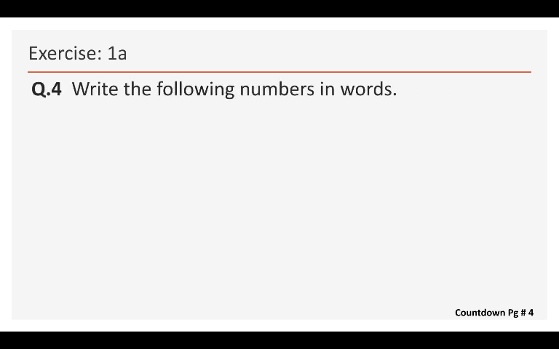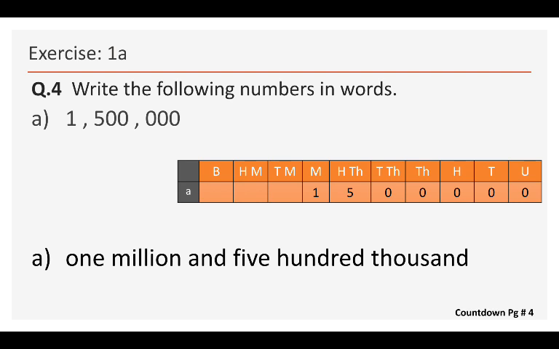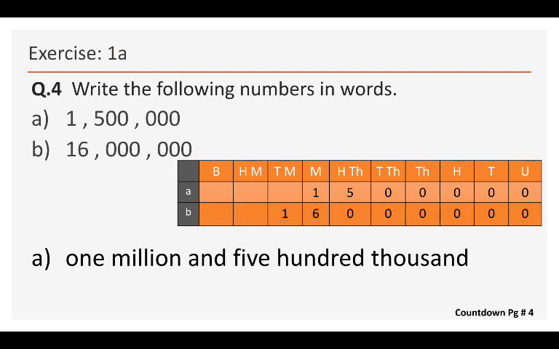Now students, all of you please open your notebooks. Take your pencils in your hand. We are going to solve exercise 1A, question number 4. Write the following number in words. Part A is 1,500,000. So the very first step is to write down place values. Units, tens, hundreds, thousands, 10,000s, 100,000s, million. So our answer is 1,500,000. Part B, again we will repeat the step.